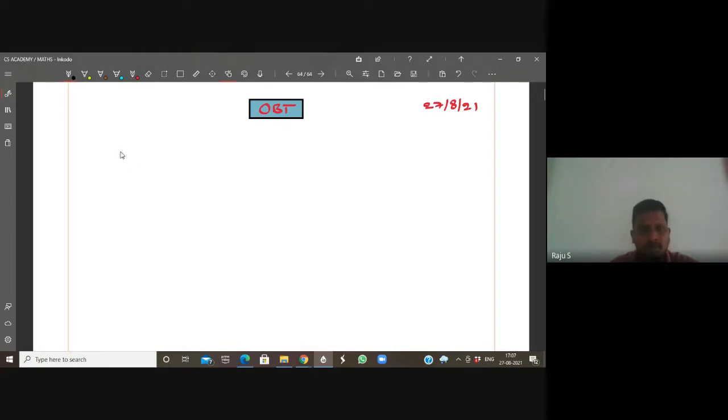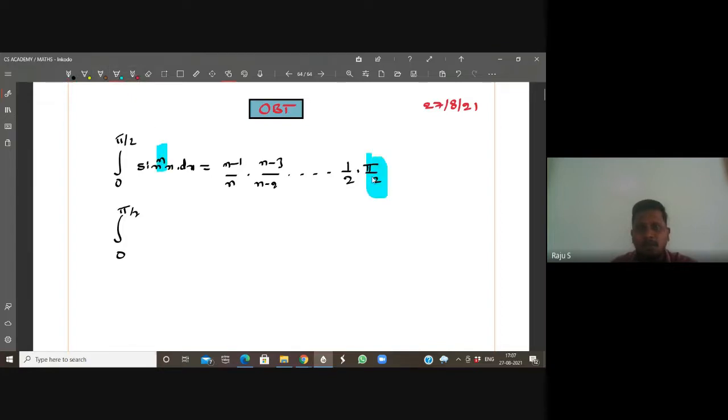Yesterday in class I explained sine power even, cos power even, sine power odd, cos power odd. For example, from 0 to pi by 2, what is sine power n x dx? It is (n minus 1)(n minus 2)(n minus 3) and so on. If n is even, we get 1 by 2 into pi by 2 at the end. If n is odd, with the same procedure, we finally get 2 by 3.